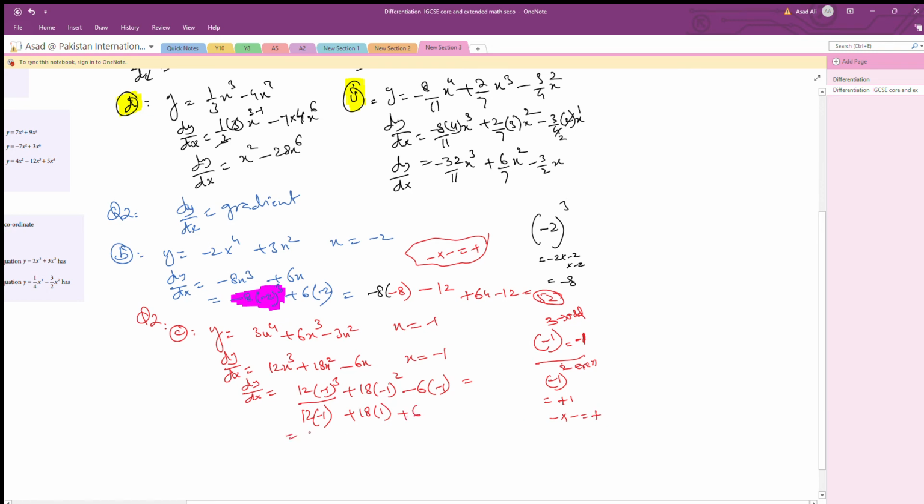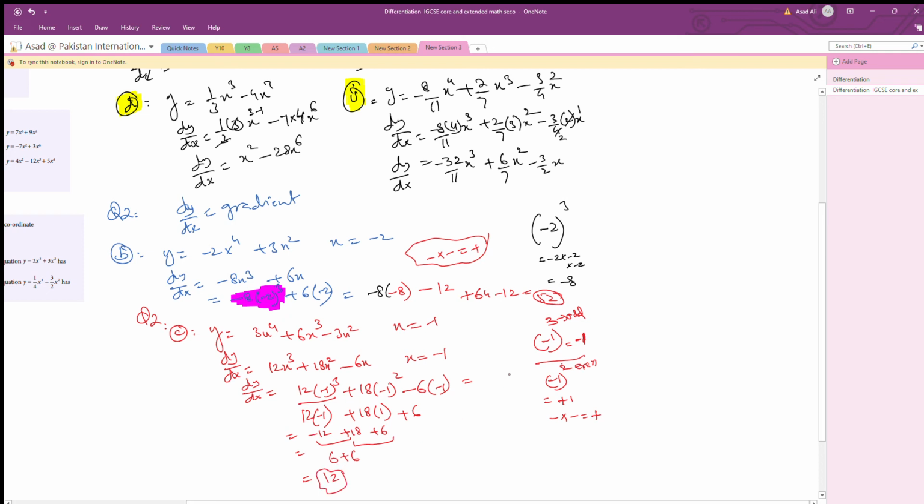So result is minus 12 plus 18 plus 6. So 18 plus 6 is what? We get 6 and then that's 6. So result is 12. That's the answer.